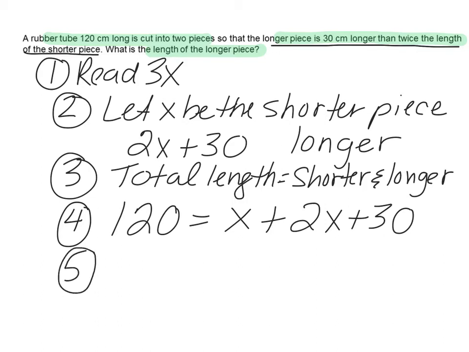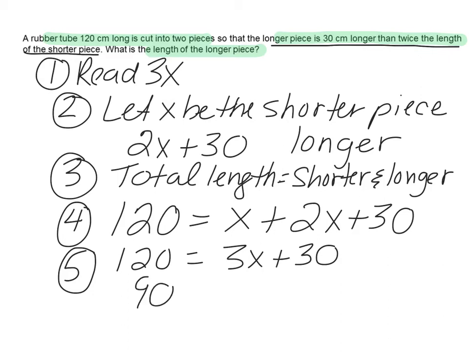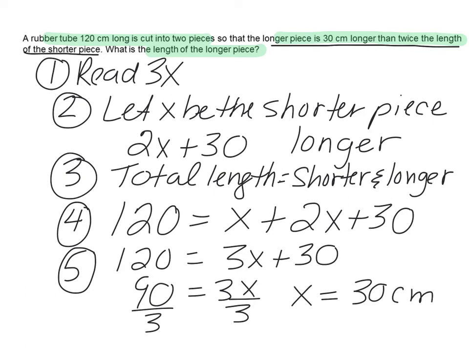Now in the last step, what we're going to do is solve the problem. So if we do 120 is equal to 3x plus 30, if we bring the 30 over, that will leave us with 90 is equal to 3x. Divide each side by 3, and x comes out to be 30. Now, is that the answer to our question? No, in this particular case it is not.